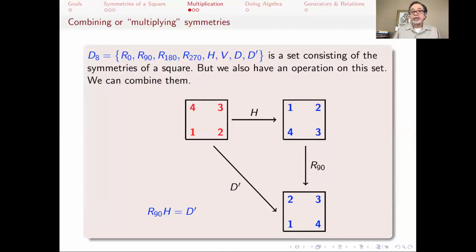I haven't been trained as an algebraist, but a long time ago I decided that, as Leonard Cohen would say, everybody knows the war is over, the good guys lost. So this is one of those cases where I'm going to go with what you're used to. Think of H as a function on the square and R90 as a function on the square, and you're doing R90 of H of the square.